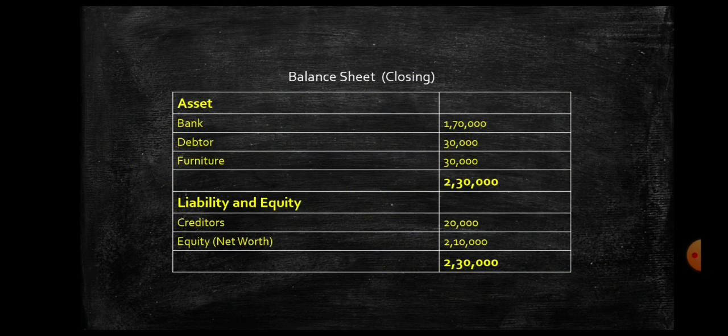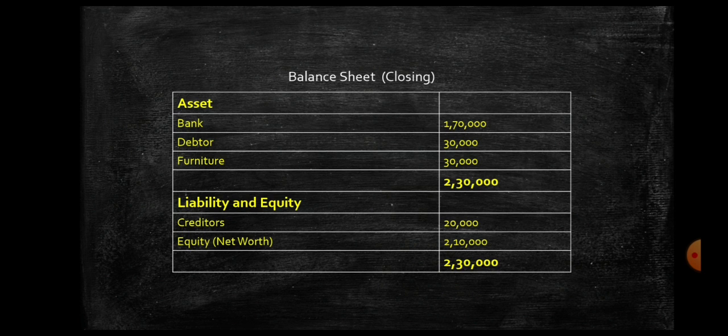At last we will prepare the balance sheet. In the balance sheet, first we have assets: cash at bank, the closing balance, 1,70,000. Then you have debtors 30,000. Furniture was 30,000. So the total was 2,30,000.